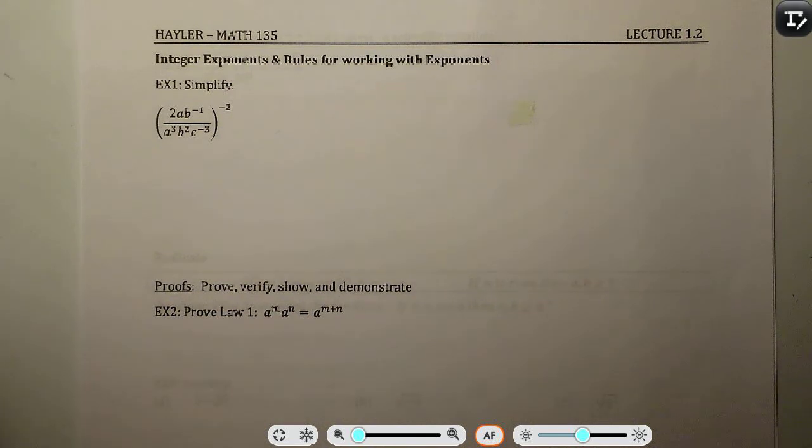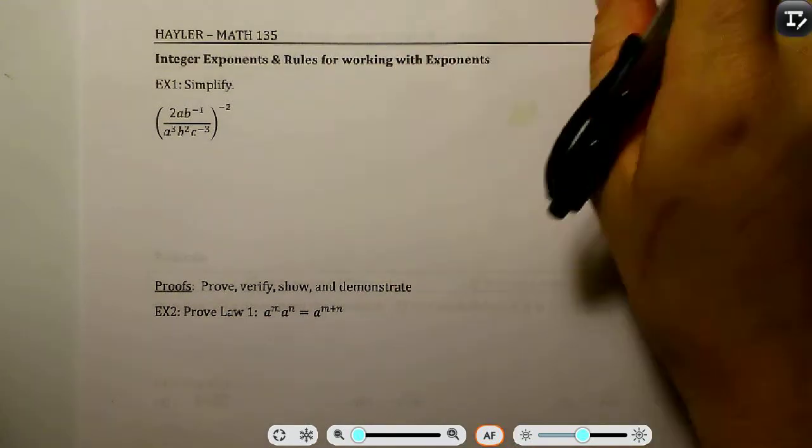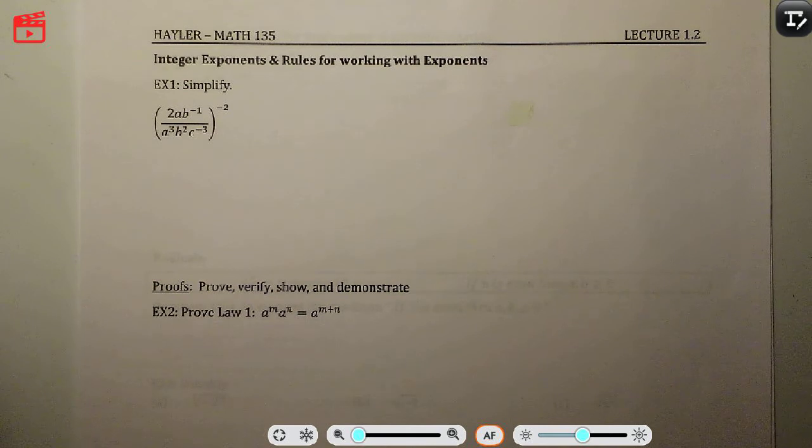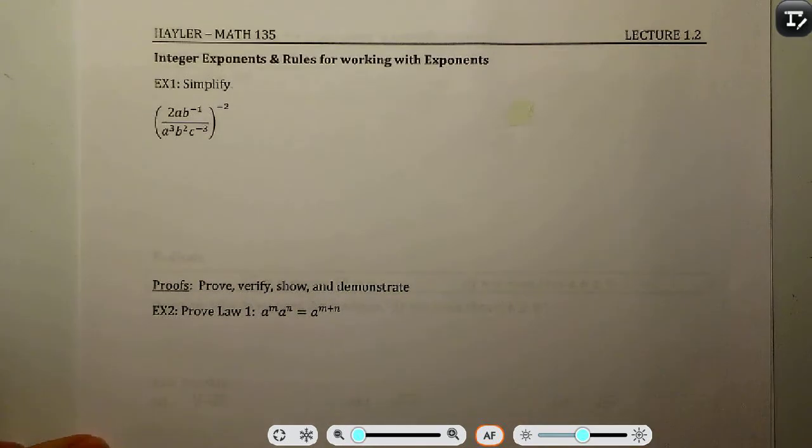All right, so here we are with lecture 1.2, starting off with integer exponents and rules for working with exponents. At this point we've worked with exponents before this class. You should have had some experience working with exponents. So let's take a look at this problem.